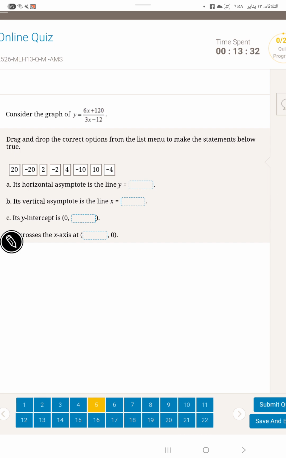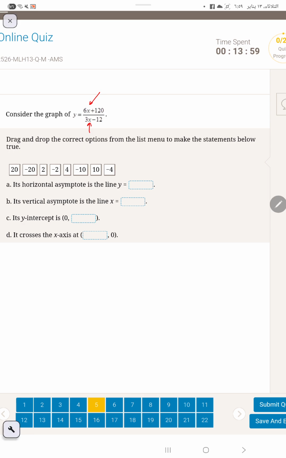Consider the graph of the function. Drag and drop the correct options from the list menu to make the statement below true. The horizontal asymptote, the vertical asymptote, the y-intercept, and the x-intercept. We want all these.